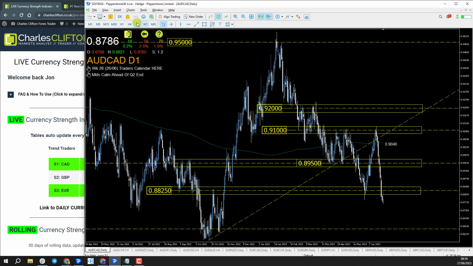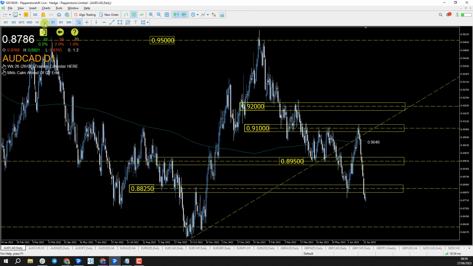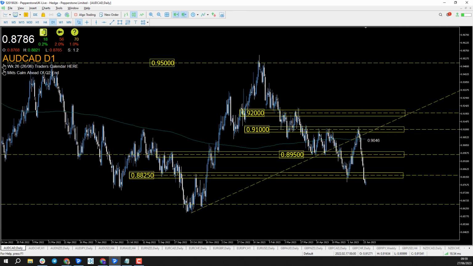I was looking at short opportunities on this market, if I just expand it out. Now, if we look at it from the daily chart point of view, we can see we've come back into these previous lows. We've broken below the 0.8825, and I'm looking to see if price will come back down to sort of the 0.8650 or 0.86 handle, which were these lows that formed back in September and October of 2022.